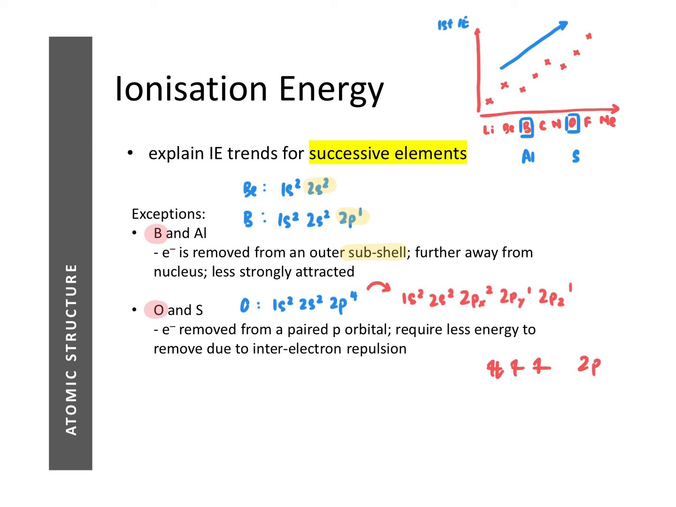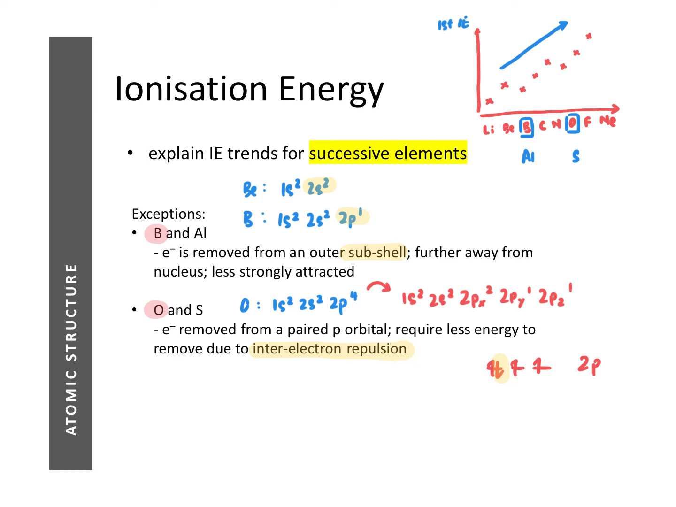And now let's take a look at the outermost electron to be removed. It is this electron. And why is this electron more easily removed, as reflected by the lower ionization energy? This electron is in a paired p orbital. Imagine if you are sitting happily in a bus seat, someone comes and sits beside you, you feel very uncomfortable, you want to push the other person away. So that is why that electron can be removed more easily, due to the inter-electron repulsion.